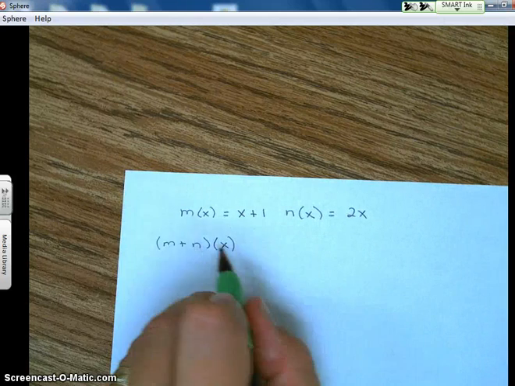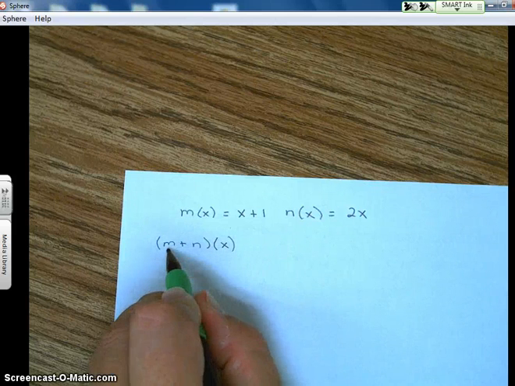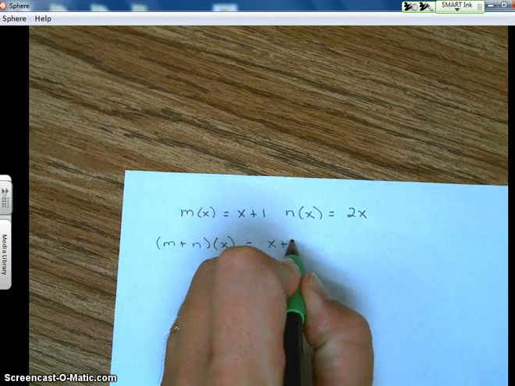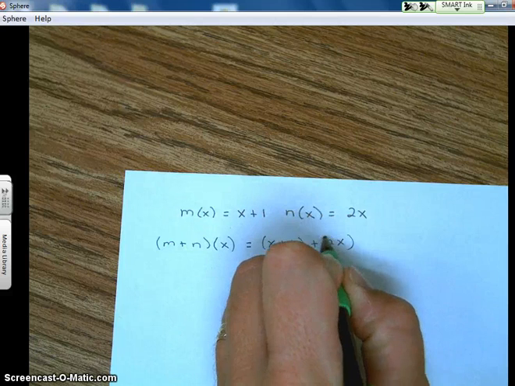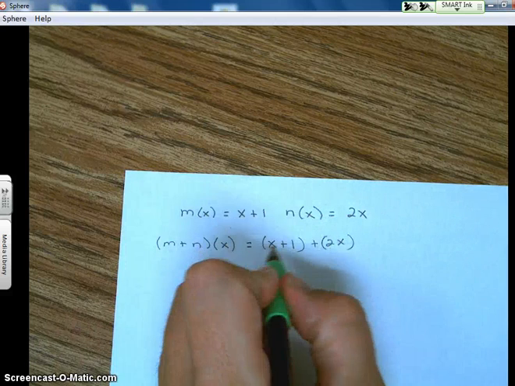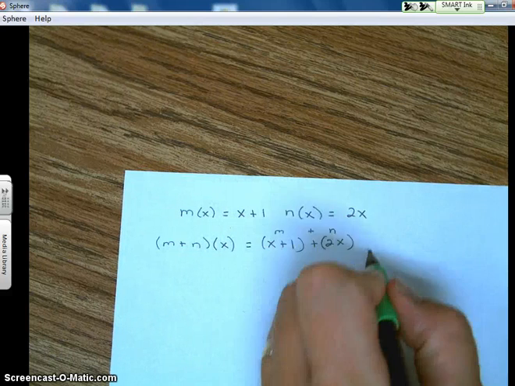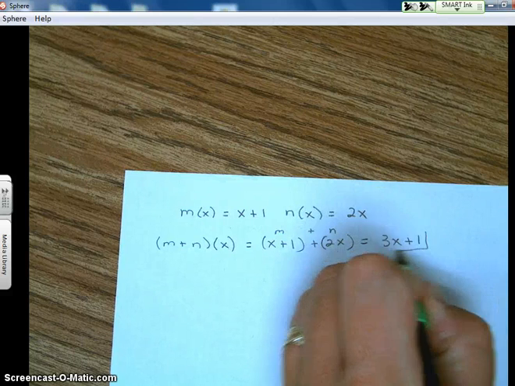So, since the input is x, all we need to do is add the two functions together. So, x plus 1 plus 2x. That's m plus n. So that's going to give us 3x plus 1.